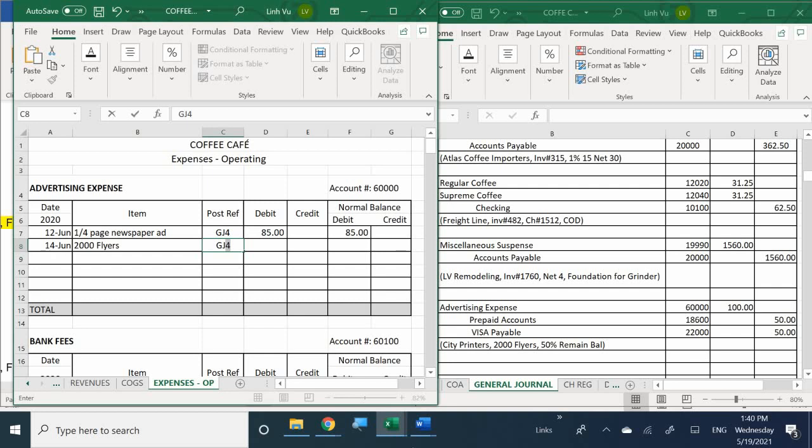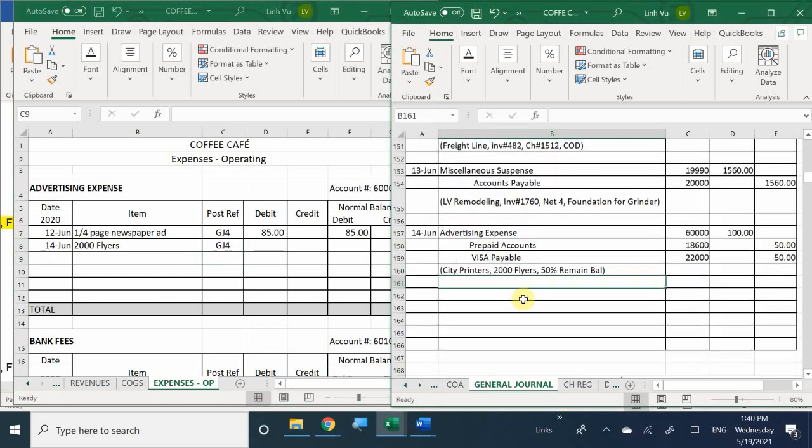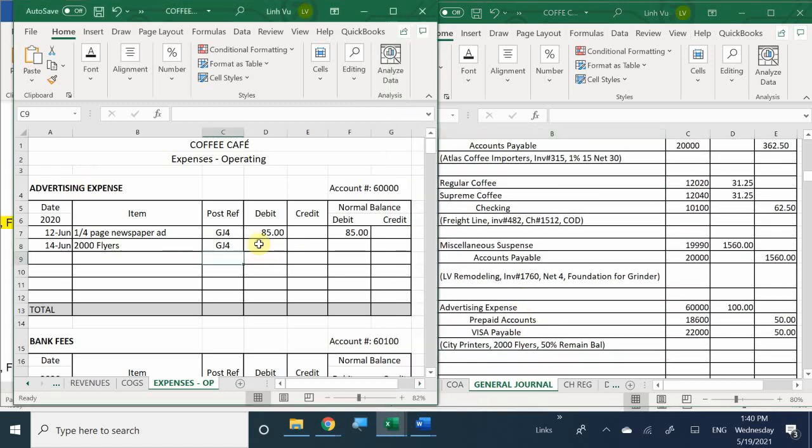General journal number 4. We're still on 4, right at the end of page 4, and we've increased our advertising expense by another $100. Once again, we need to create a running balance: we take the previous number, add any debits, and subtract any credits. So we now have a running balance of $185 worth of advertising expense. That's how much we set aside to do marketing materials for our business.